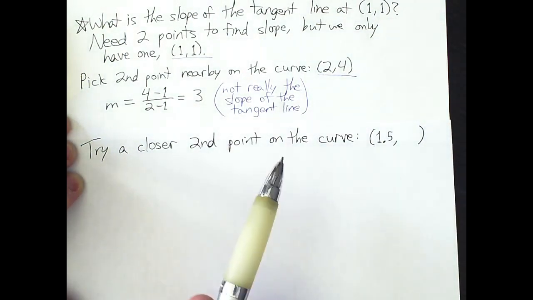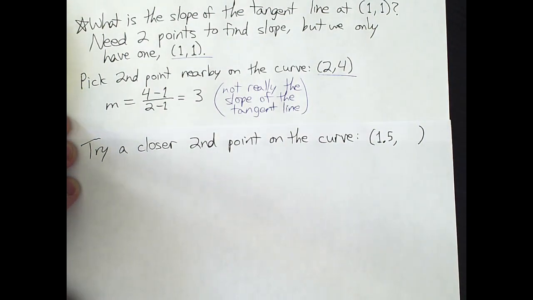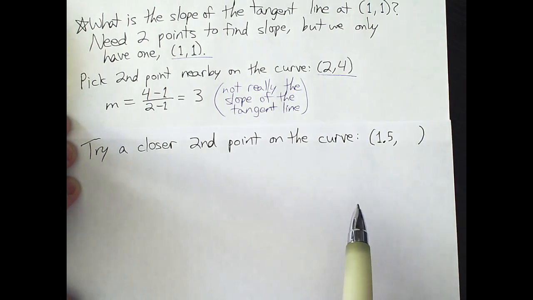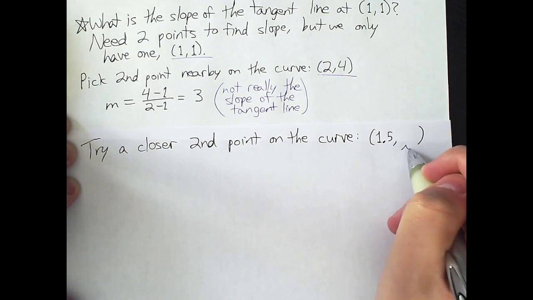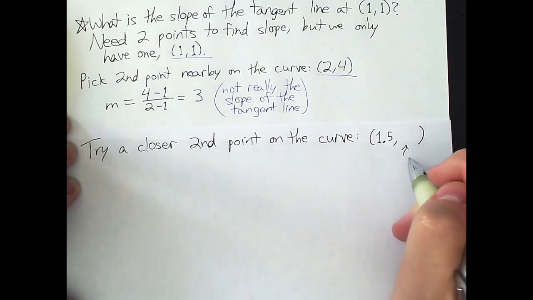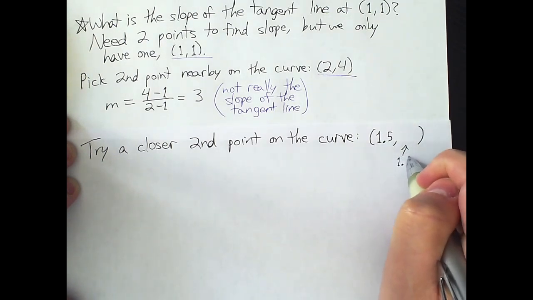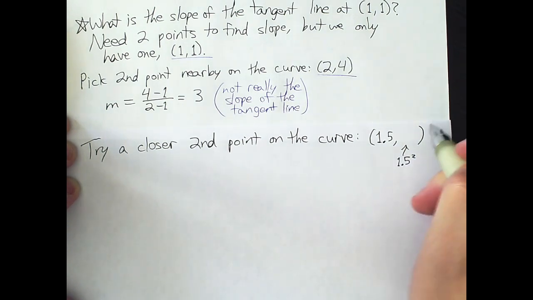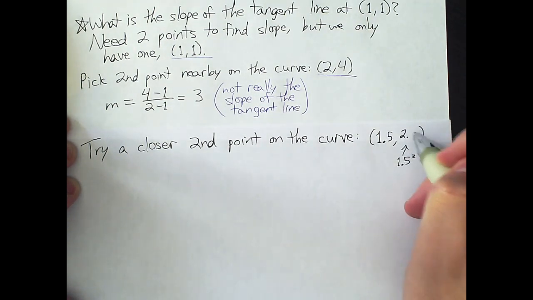Do we know a point on this f of x equals x squared that has an x coordinate of 1.5? Yeah, whatever y coordinate goes here is going to be 1.5 squared, since f of x equals x squared. So this turns out to be 2.25.